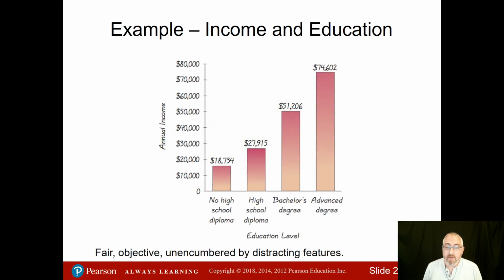Here is a nice, fair, objective graph, unencumbered by distracting features. So this graph is nice. All the bars are the same width. You've got the scale that starts at 0 and it increases equally throughout. So all those bars are really easy to compare to one another.